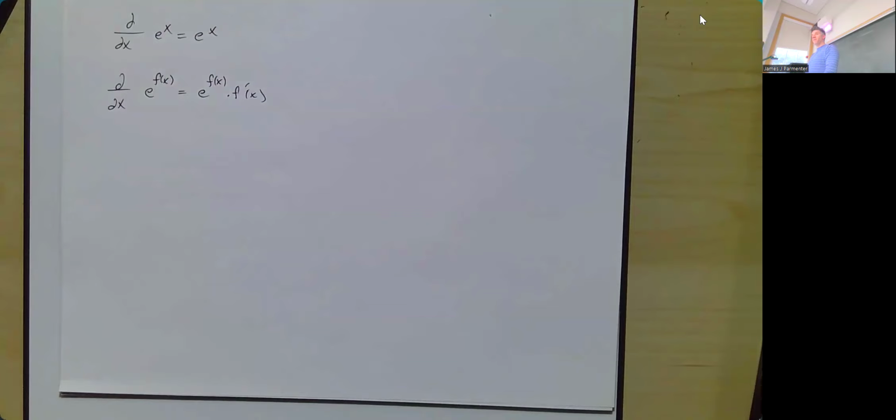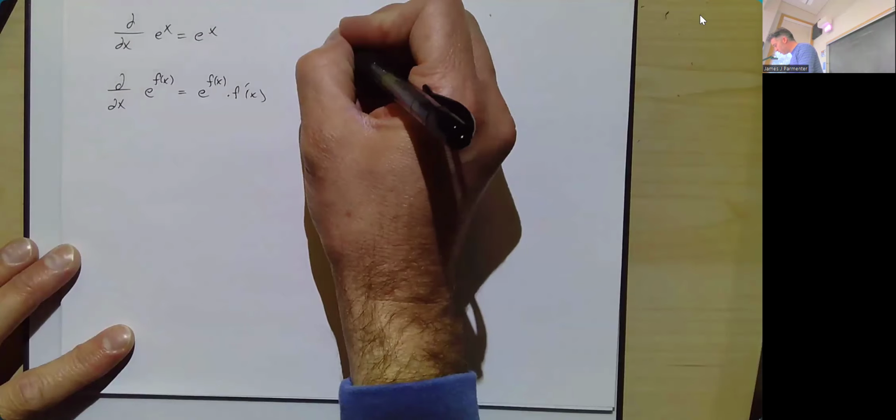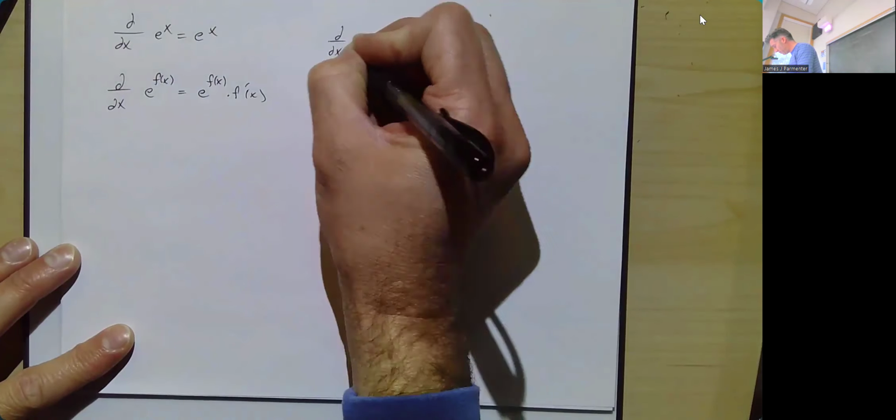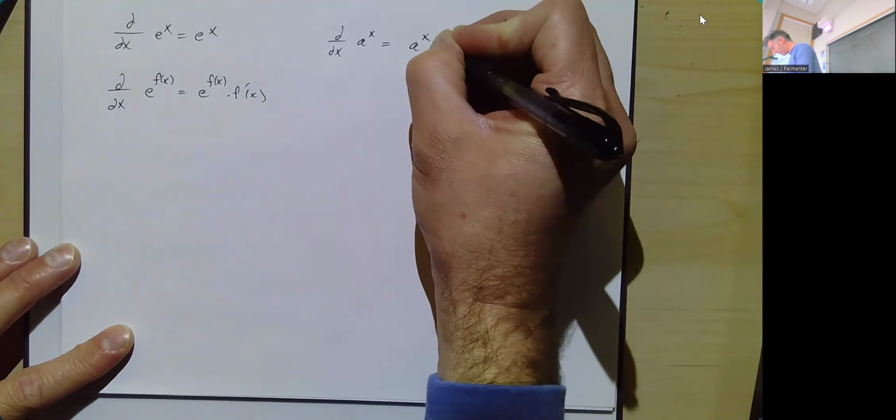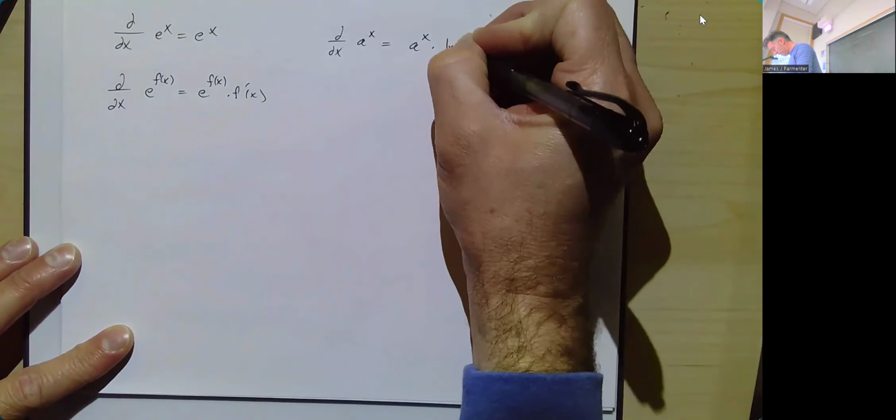And now we have a different version, which is very similar, but a little bit different. If our base is not e, so some other constant, I'll set some restrictions on it in a second. Let's say our constant is a. The derivative of a to the x is also a to the x, but we have to multiply by the natural log of a.